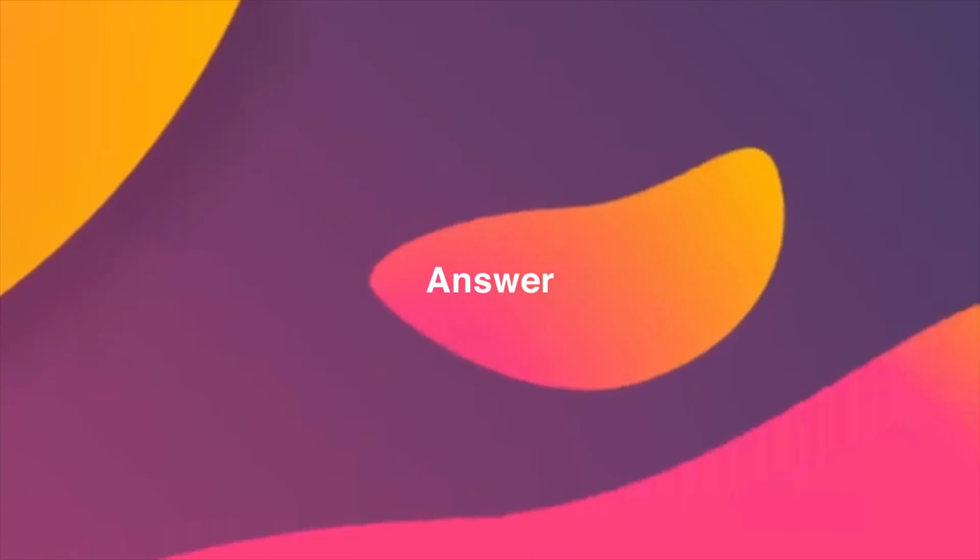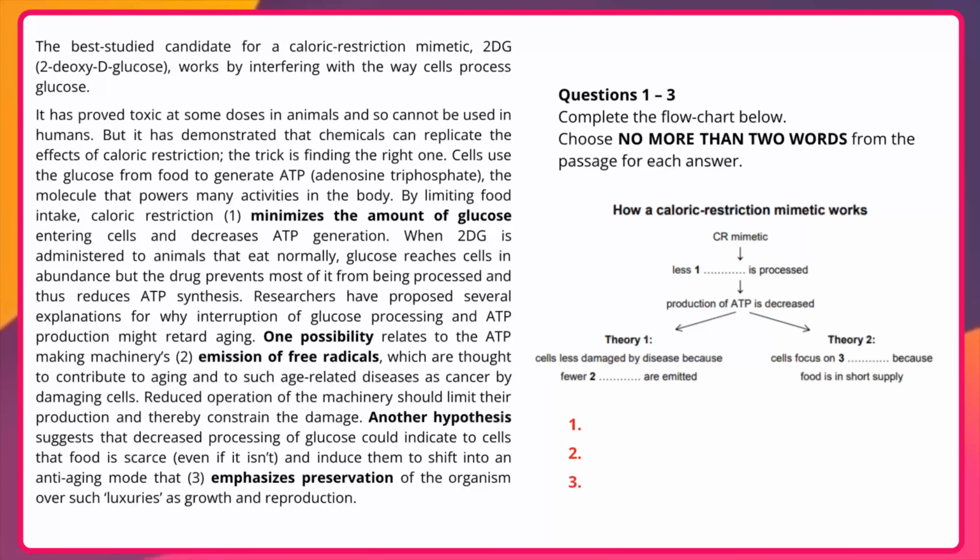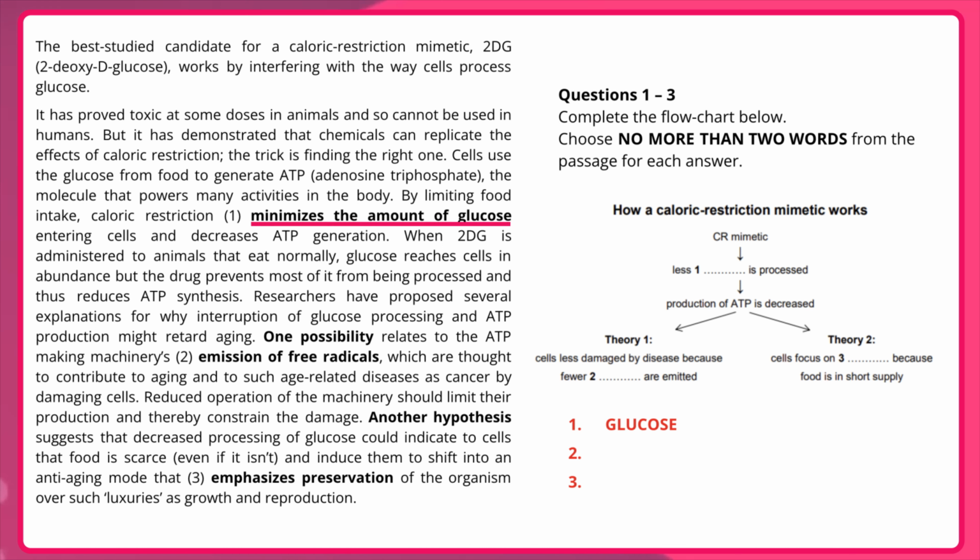Now here are the answers. Number 1, which is glucose. If I read the whole statement, it says less glucose is processed. Just go to the second paragraph, 6th line, which says caloric restriction minimizes the amount of glucose. Minimizes, that means less glucose is processed. And the next step is very clearly mentioned, which says decreases ATP generation. That means we have got the correct answer.